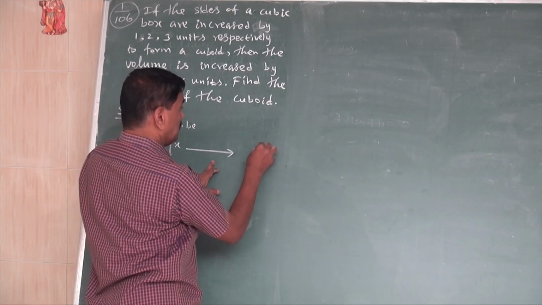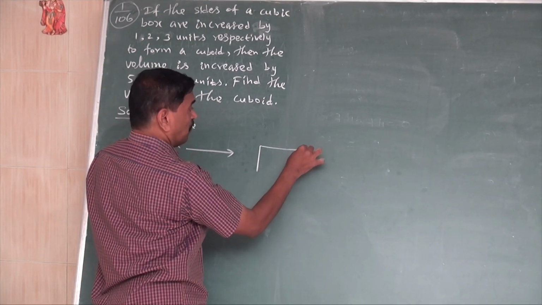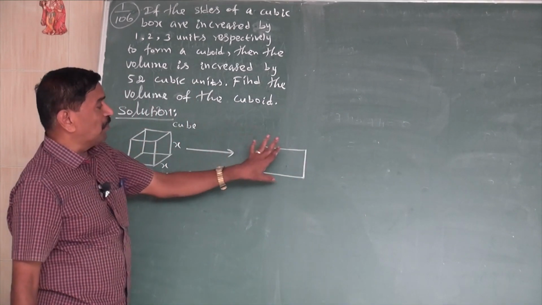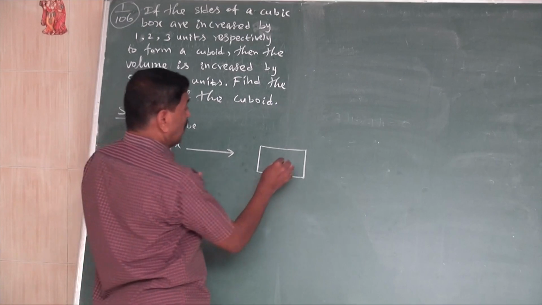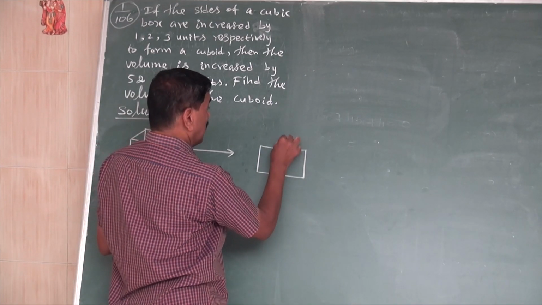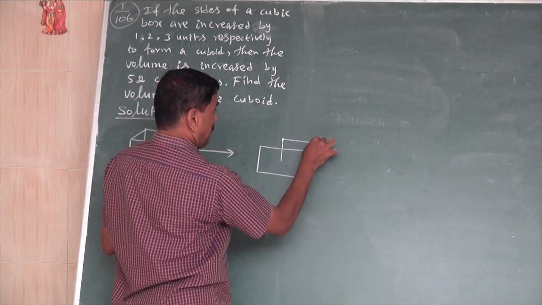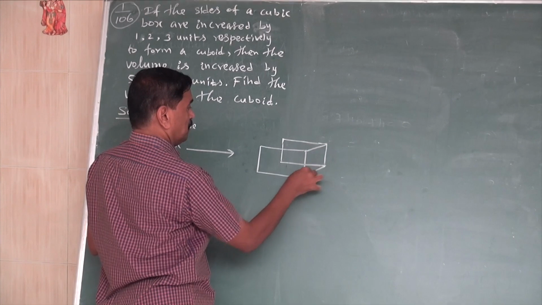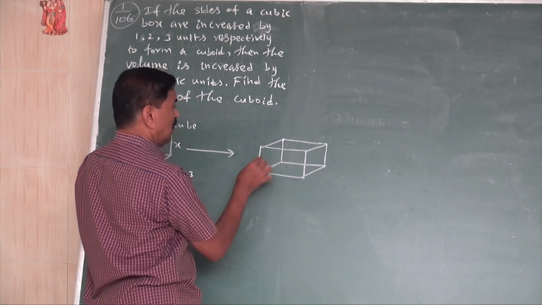First draw a rectangle. For a cube draw a square; for a cuboid draw a rectangle. And above it draw another rectangle equal in size. Now join the edges, which is a cuboid.